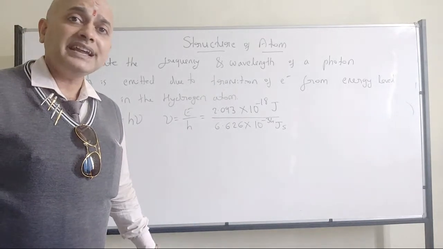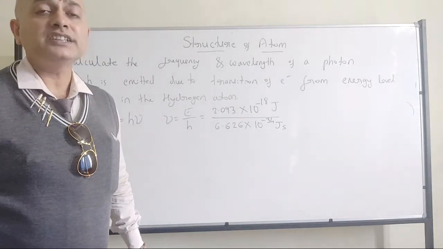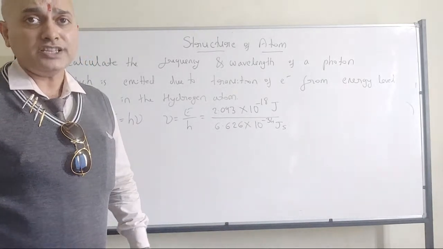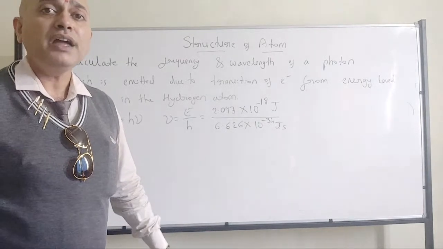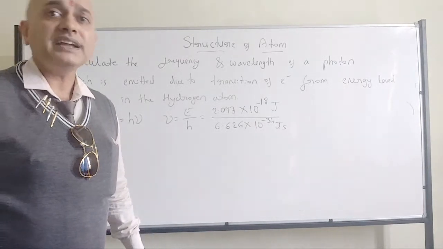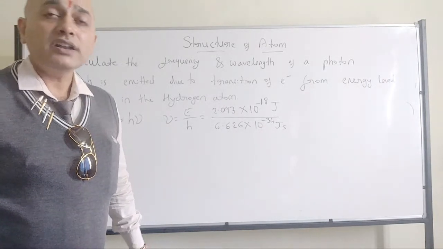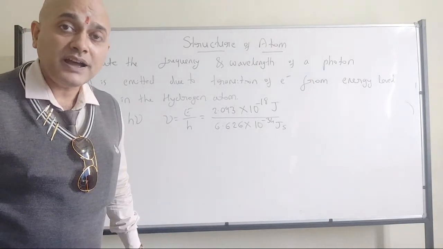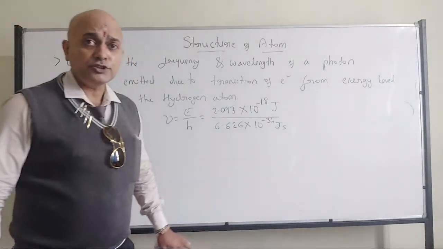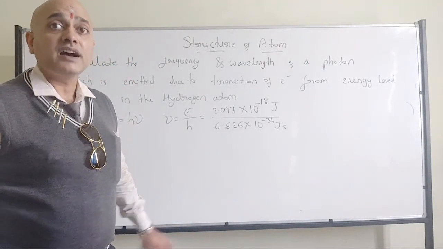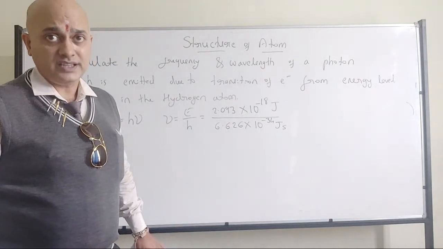So positive indicates absorption, that is utilization of energy. Negative means there will be release of energy. In this case it is related to emission. Don't get confused. Keep these things in your mind. When you are calculating for absorption spectra, you will not find this issue. But when your problem is related to emission spectra, then you should know this.